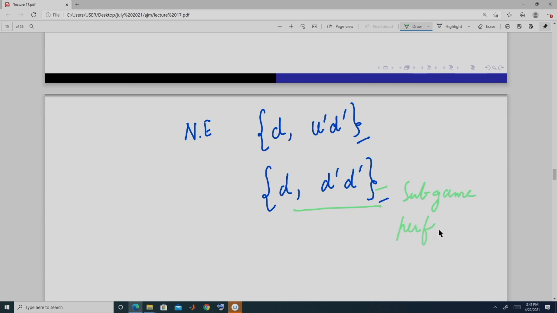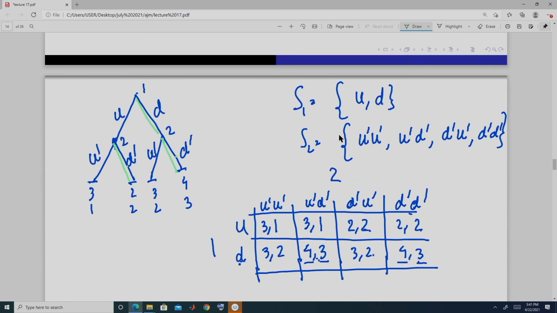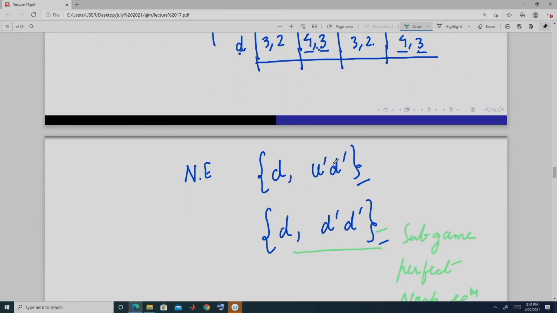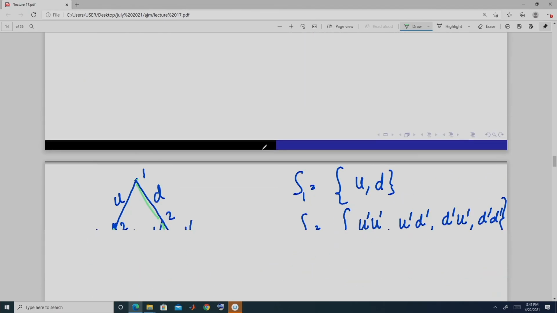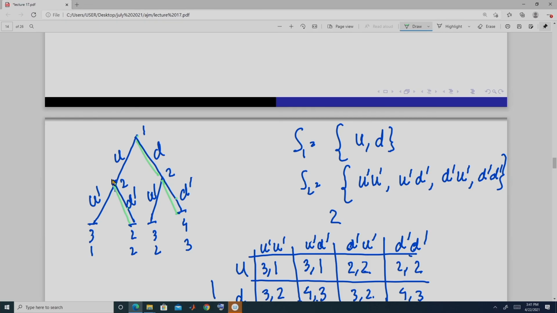So, this is the subgame perfect Nash equilibrium. This other one is not subgame perfect. Why? Because see what it is saying. If player 1 plays U, this is U'D'. If player 1 plays U and it is in this node, then player 2 is going to choose this, because it is giving a threat that if you choose this, I will choose U'. So, better choose this, then I am going to choose this.